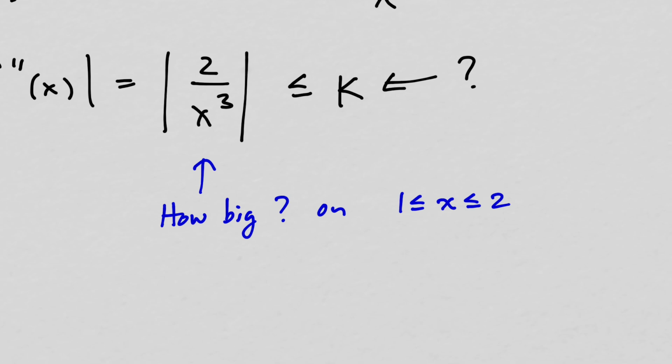Well, if you think about it, when you have the number 2 divided by x to the third power, this is going to be the largest when the bottom is the smallest. So 2 divided by x cubed for all of these values of x is going to be the largest when x is equal to 1. So the value of k is going to be the absolute value of 2 divided by 1 cubed, which of course is just 2.